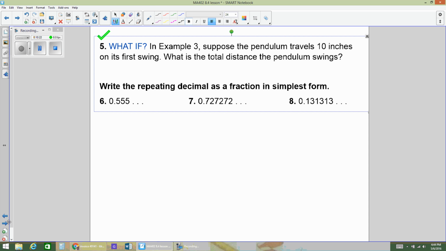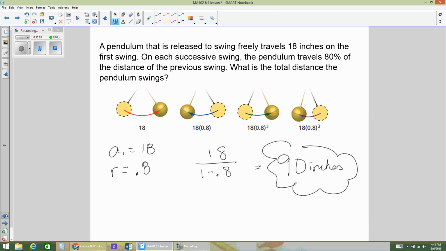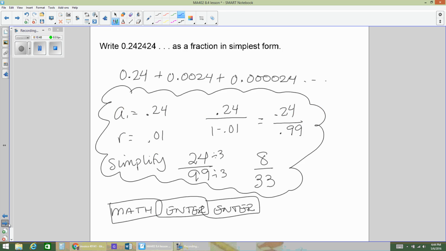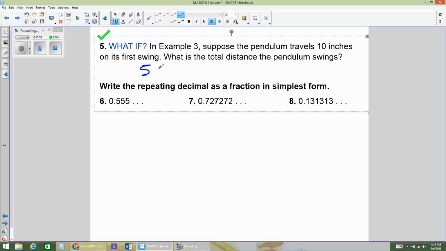It says, what if in example 3 the pendulum travels 10 inches on the first swing? Okay, we'll go back in your notes to the pendulum problem. They're telling me that they want this to be a 10 instead. So that means this is a 10 instead, and we can just do that real quick in our calculator, and I got 50 inches. Okay, so we got 50 inches.